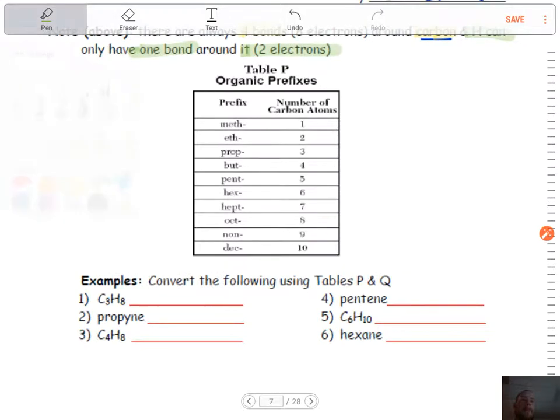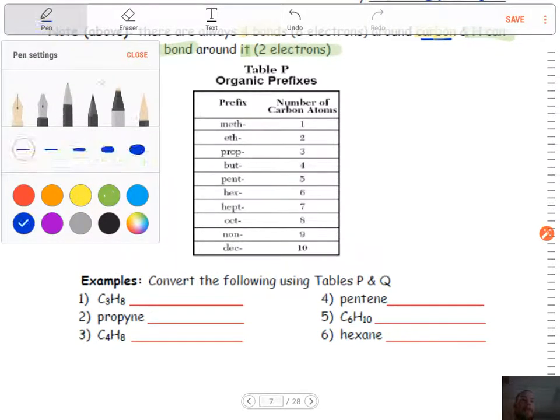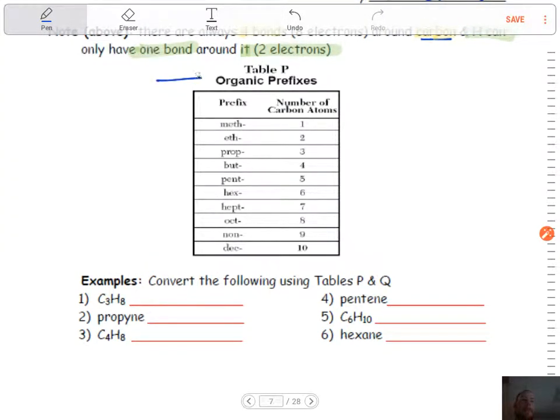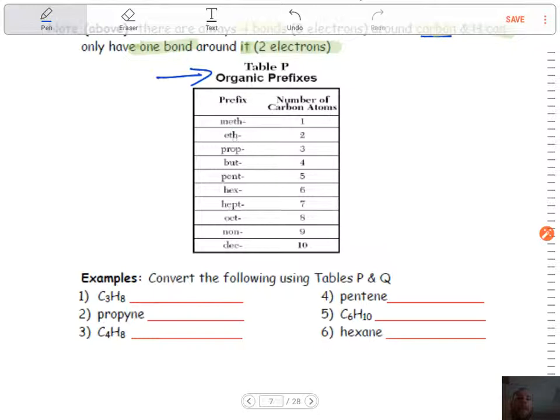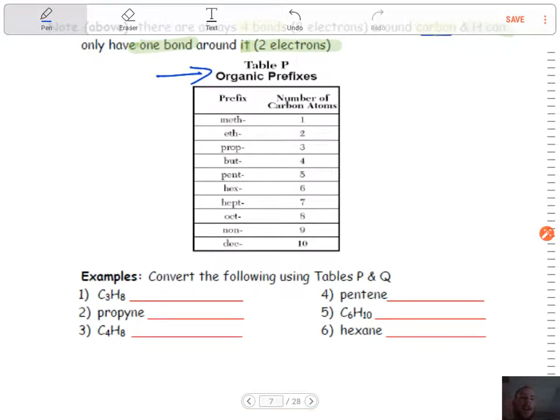Now, the other prefix that we have here when it starts with naming are all the organic prefixes. So 1 through 10, again, you don't have to memorize them. You probably will know a lot of them. Meth, eth, prop, but, pent, hex, hept, oct, non, dec. They're all listed there for you in table P. Again, know where to look for that information. So we're going to convert these using those tables. It's kind of the precursor to the next couple of videos.